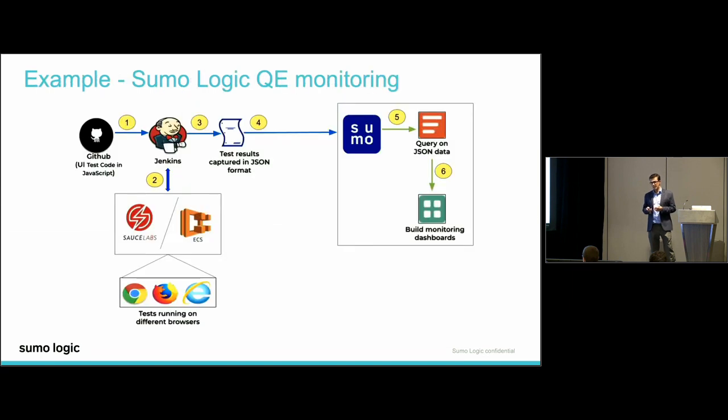So just a quick example here. This is what our QE team did. They used a Jenkins plugin to get data from our UI tests, specifically captured the test results in JSON format, sent it to Sumo, and analyzed it. Just with this first step, they got a lot of success.